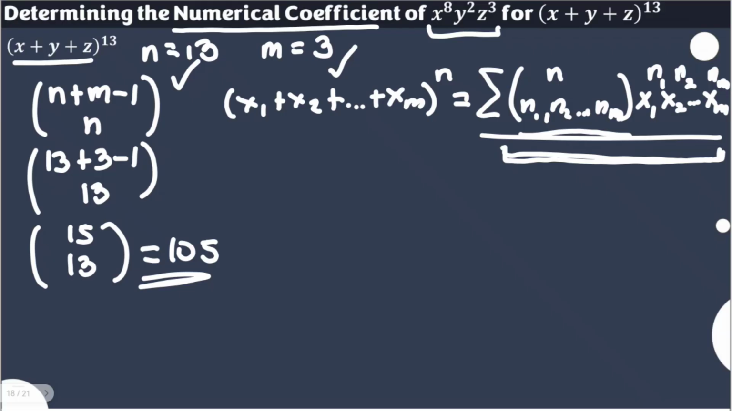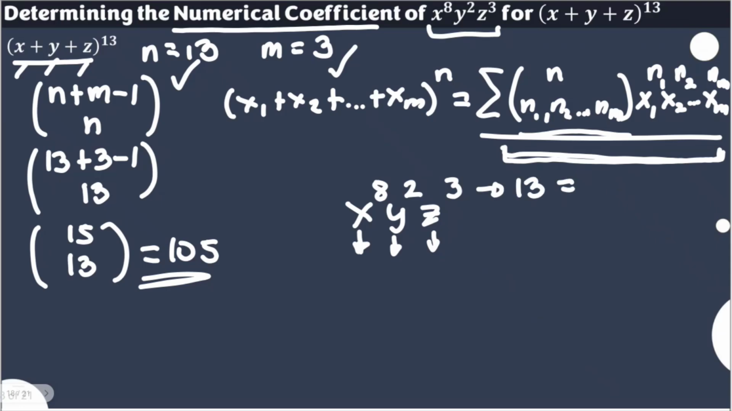Here comes the process. We are trying to identify the numerical coefficient for x to the power of 8, y squared, z cubed, where x is your first term here, y is your second term, and z is your third term here. Sorry, this is z cubed, that's a 3. We would know that this is really part of the expansion, because when you add the exponents, 8 plus 2 plus 3, 13 matches our n, right?